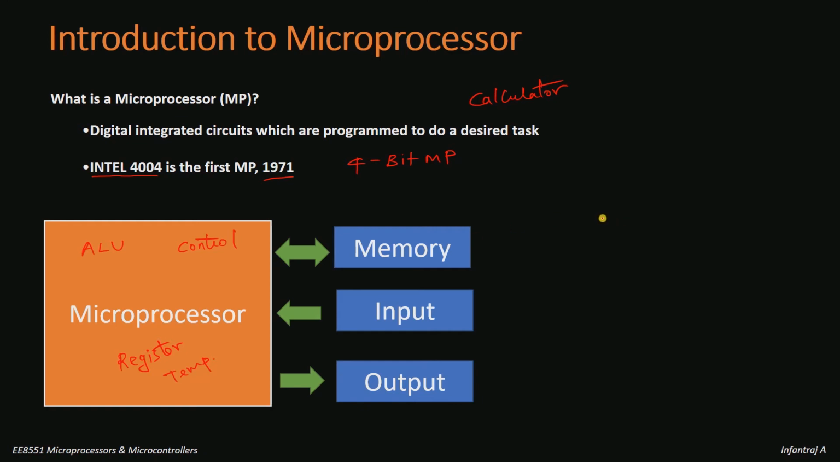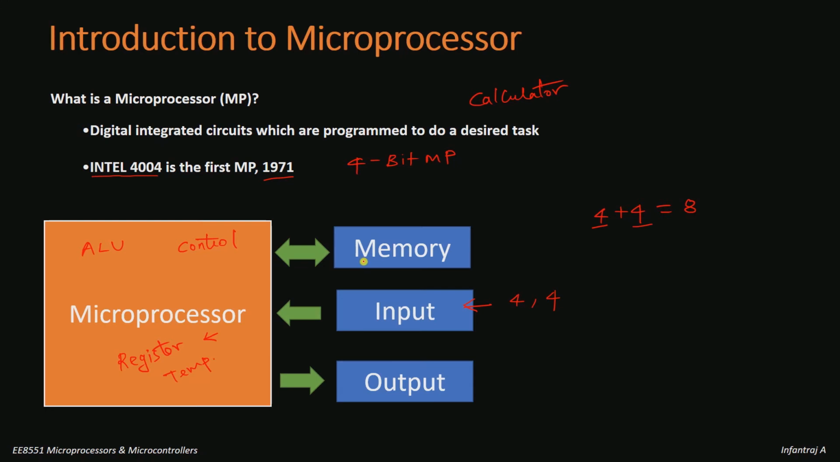Let's say you want to add two numbers, say 4 plus 4. The answer is 8. If you want this microprocessor to do this task, then the data, 4 and 4, has to be fed from the input device. So the input data will be given here. Once the data is fetched by the microprocessor, this data from the input device will be stored in the temporary register. So the microprocessor by default has a storage mechanism, but it is only for temporary purposes.